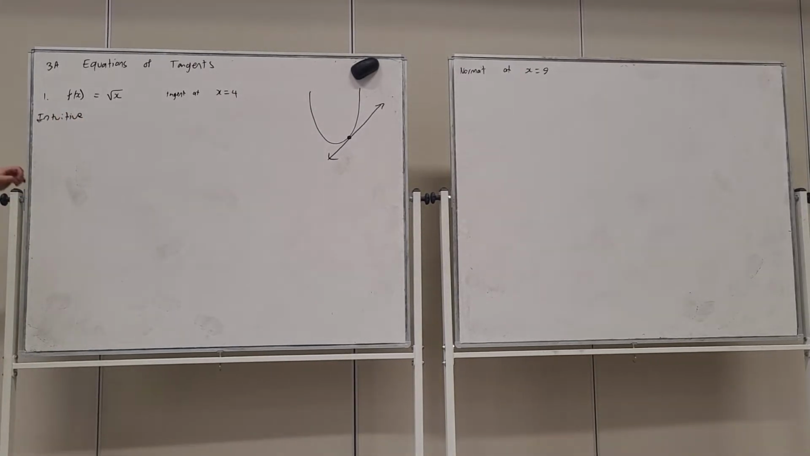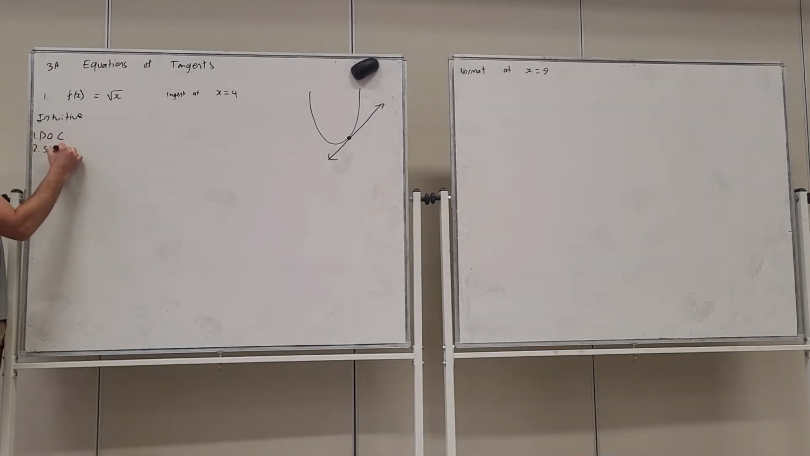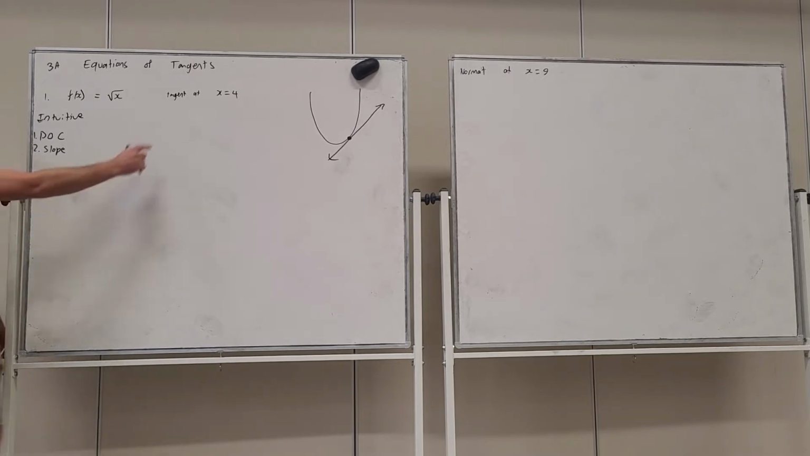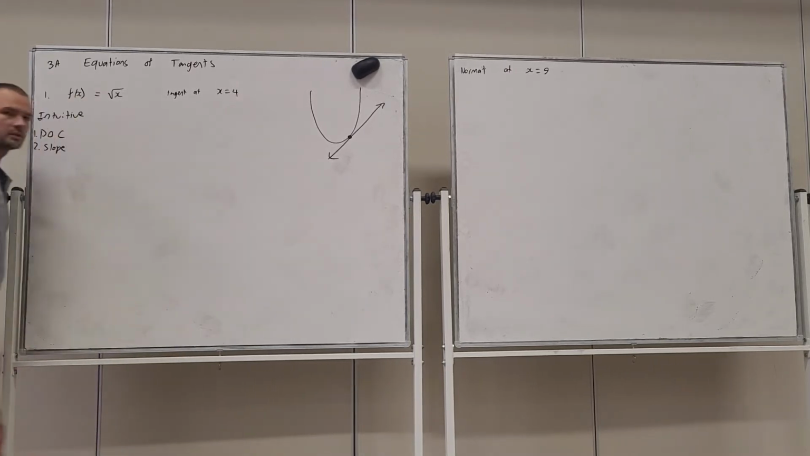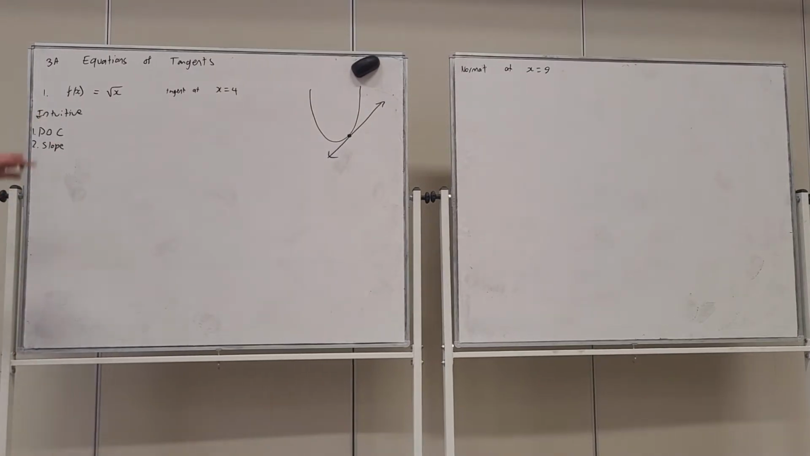Thank you. We're finding the equation of a line just using y equals mx plus c. Alright, so this is our function. Now, I've said to find the equation of a line, we need two things. We need the point of contact, and the slope. Let's consider the point of contact. We want to find the tangent when x is 4. So that means we need the y value. We've got the x value, we need the y value.